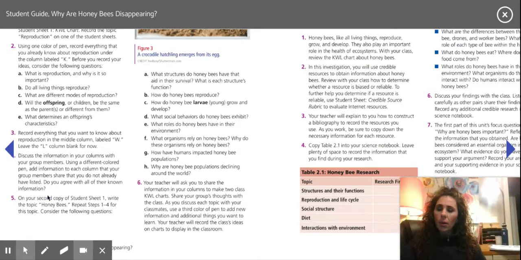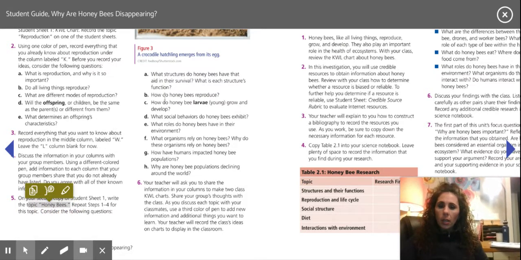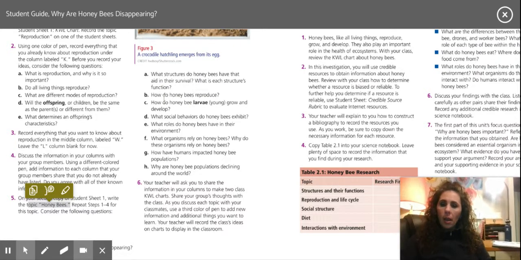On the next KWL that you have, you're going to follow the same procedure, but there's going to be some different brainstorming because you're going to be thinking about the topic right here of honeybees. So on that next one, you are going to use these questions. Starting here, what structures do honeybees have that aid in their survival? And what is each structure's function? So you're thinking back, structure and function. And when you do this, remember there's no right or wrong right now. We're just thinking about what do we think we know, trying to activate some background knowledge.